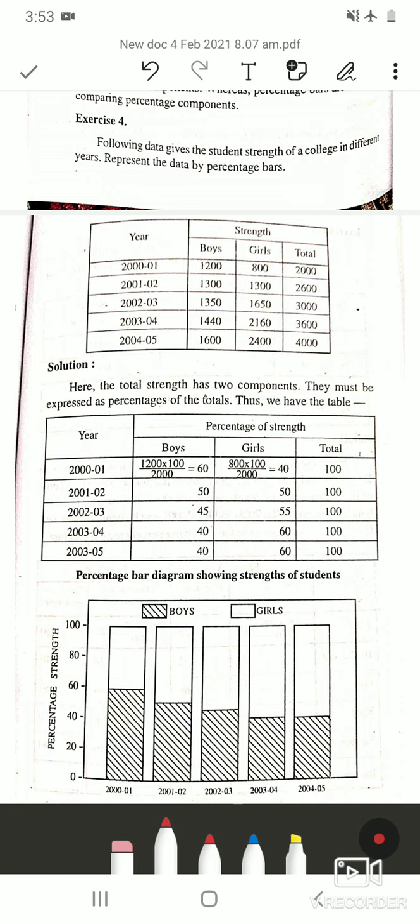Similarly, find percentage strength for all the remaining years. That is, for 2001 to 2002, the boys' strength will be 1300 into 100 divided by 2600, which will be 50. And for girls, it is 1300 into 100 divided by 2600, which will again be 50, and it will add up to 100. So similarly, find percentage strength for each year.